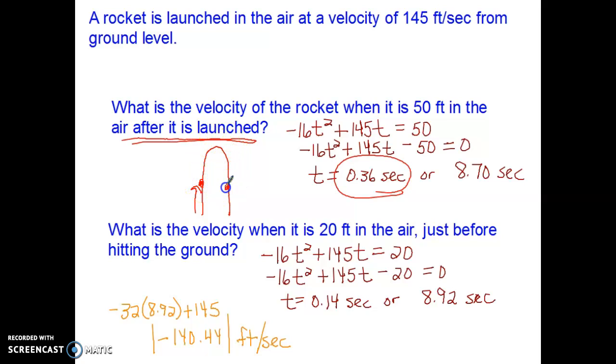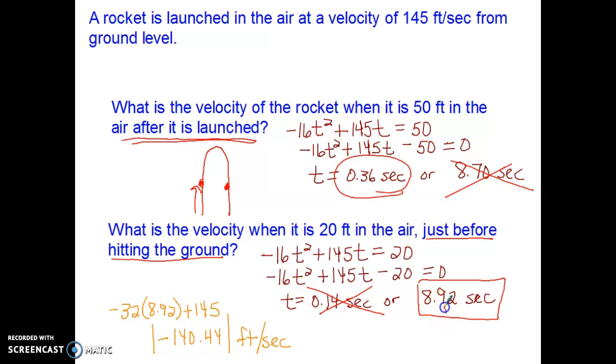In its descent coming back down, or 8.7 seconds later, it's going to be at 50 feet again. But the question wants to know after it's launched, so that's going to be the lesser time of the two. And then in the last question, once again, I'm going to get two times. This one indicates about 20 feet just before hitting the ground. That means I want the 8.92 seconds. The 0.14 seconds would be right after it was launched, not as it's coming down.